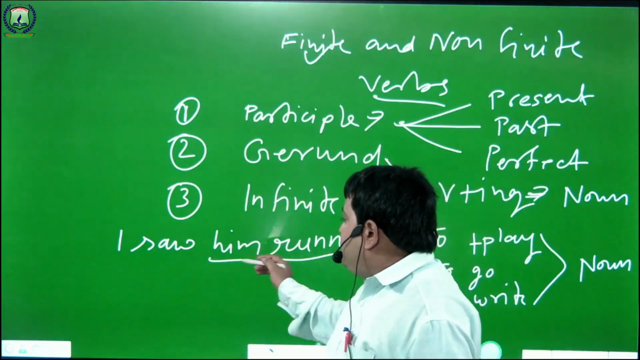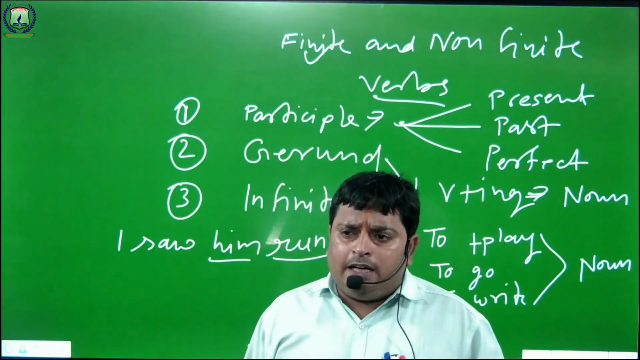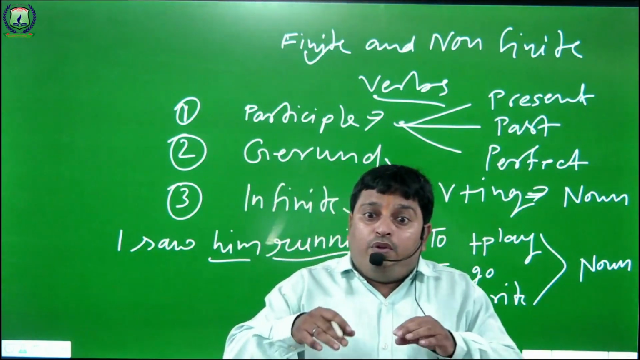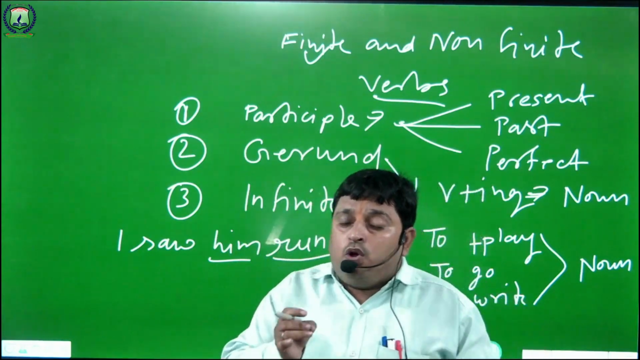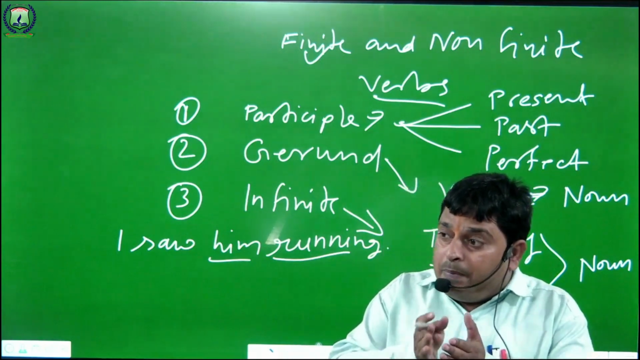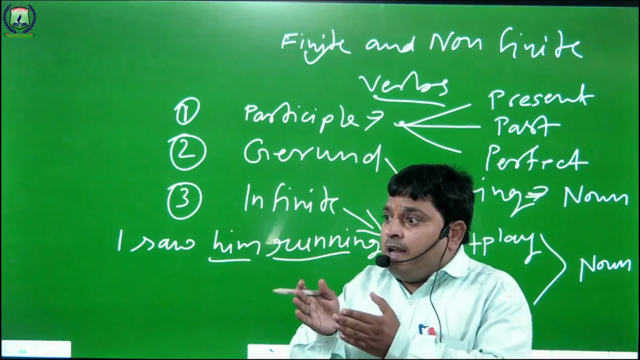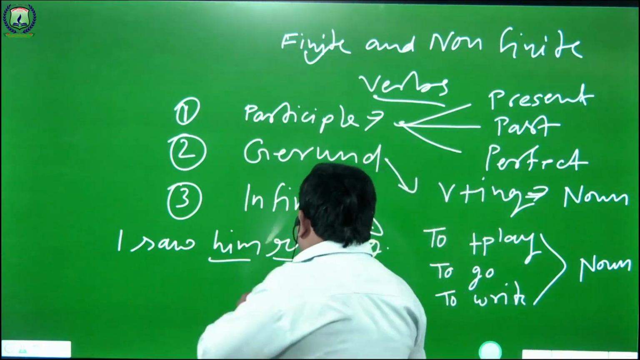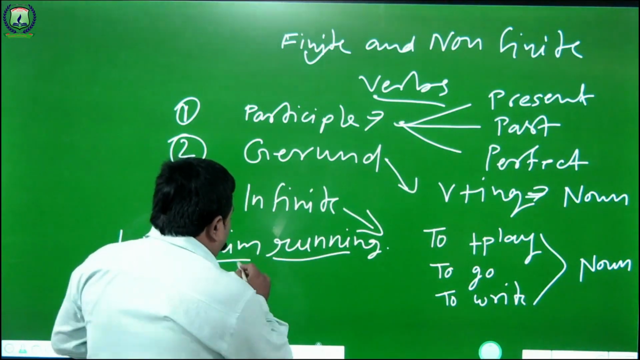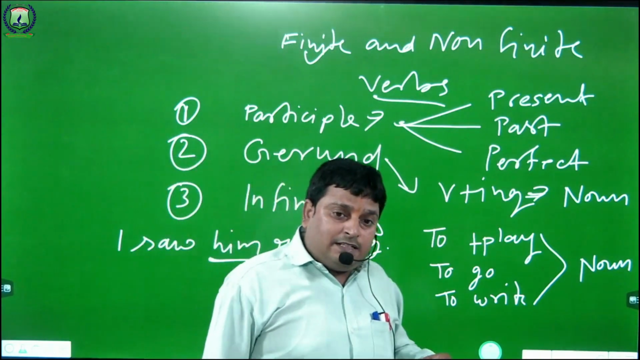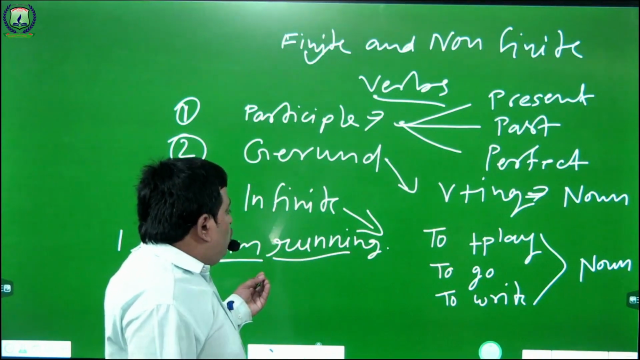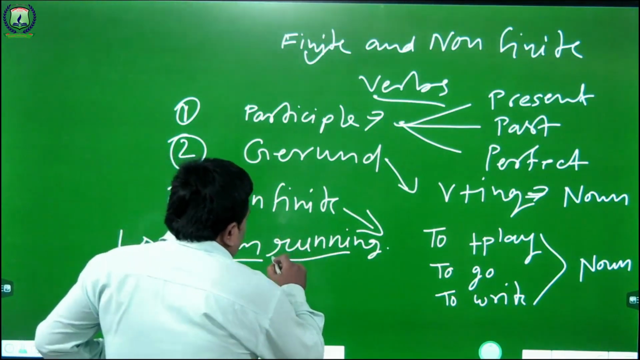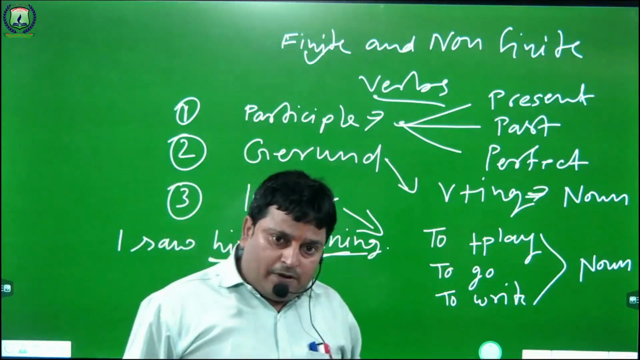I saw him running. It means I saw a person, I saw a man. And the man, in which condition was he? The man was in running condition. So it can be said that running, the person who was in running condition, is giving the adjective word of him, and as well as giving its quality, the condition which was in running position. So here you can say that running is a participle.